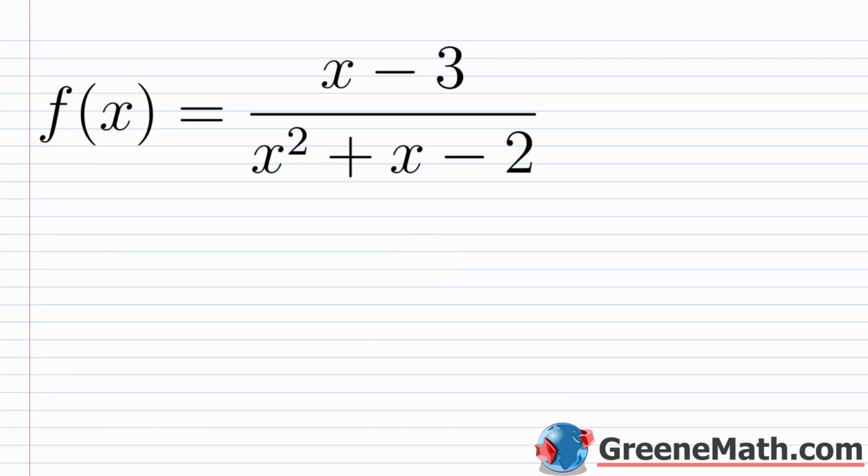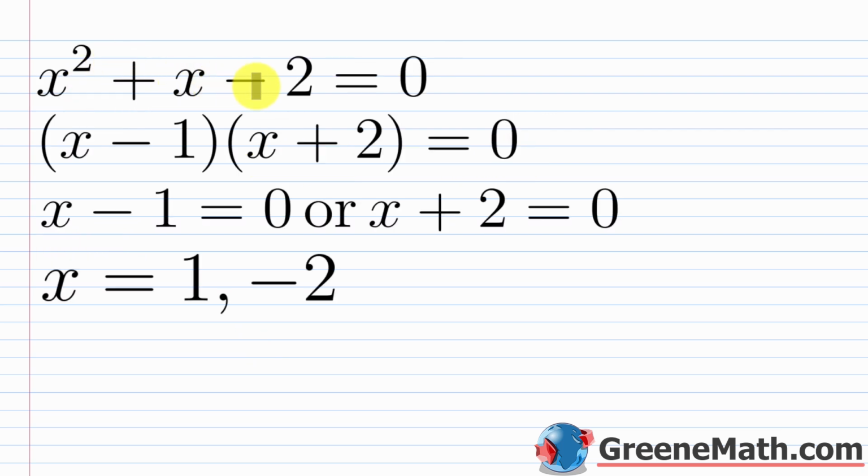All right, let's look at some examples. We're just going to find the asymptotes. So f of x equals x minus 3 over x squared plus x minus 2. If I want to find the vertical asymptotes, what would I do? I would take this denominator here, set it equal to 0, and solve. So coming down here, you have x squared plus x minus 2 equals 0. We can factor this as the quantity x minus 1 times the quantity x plus 2.